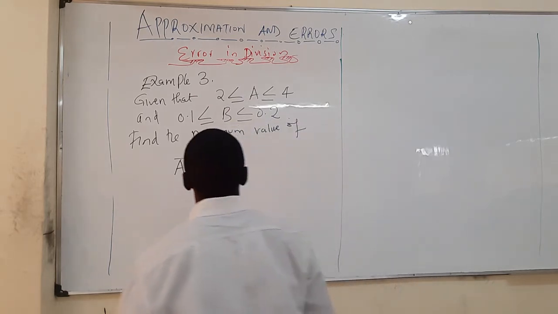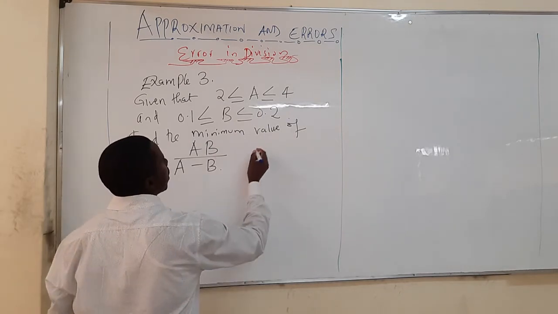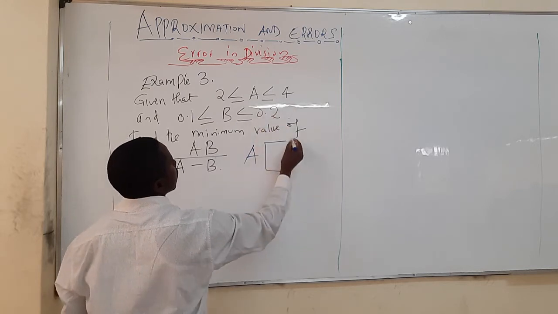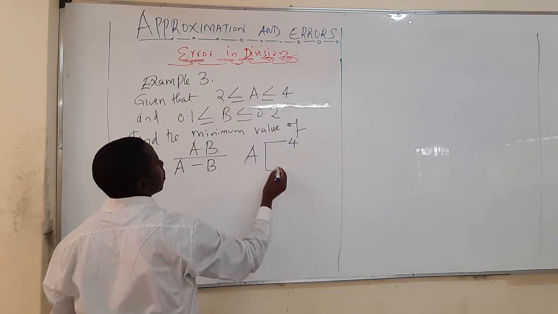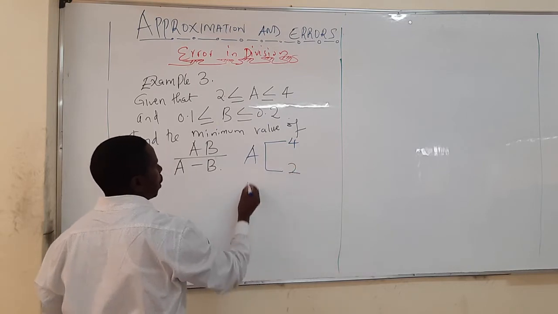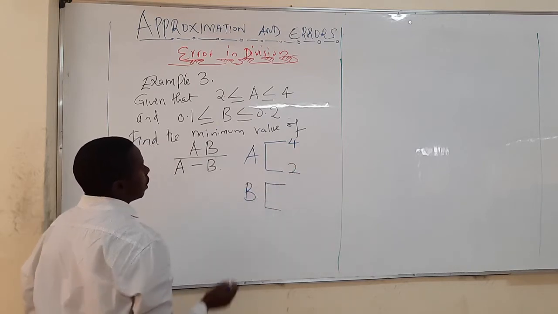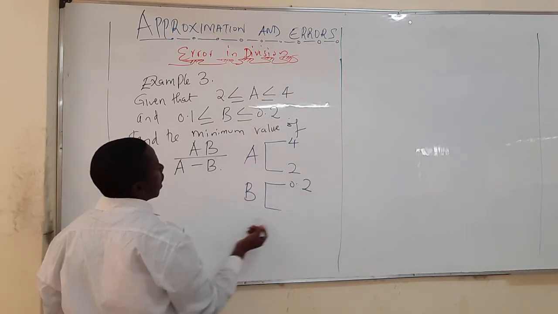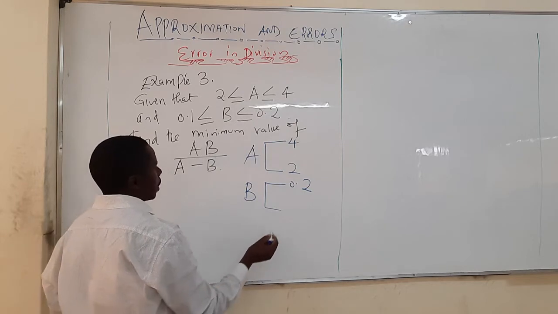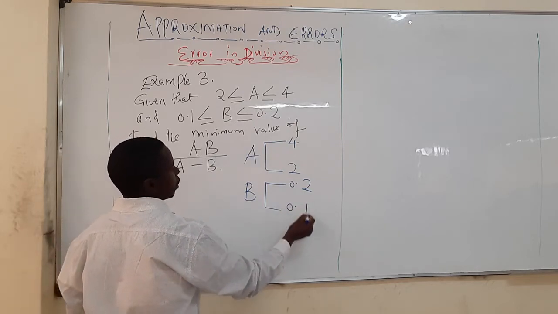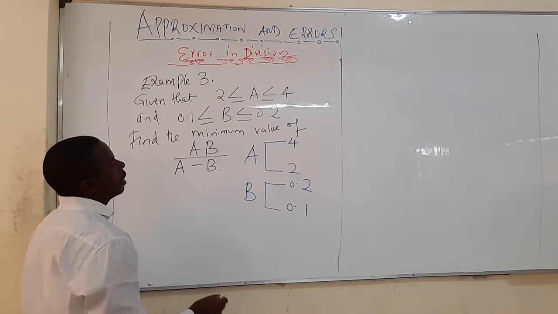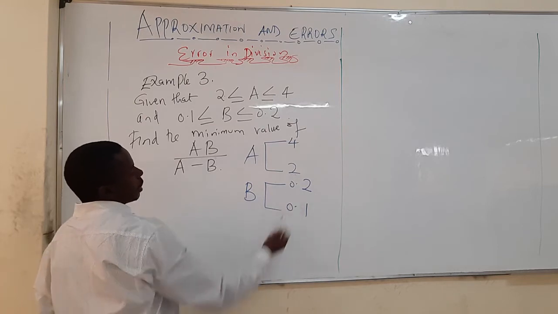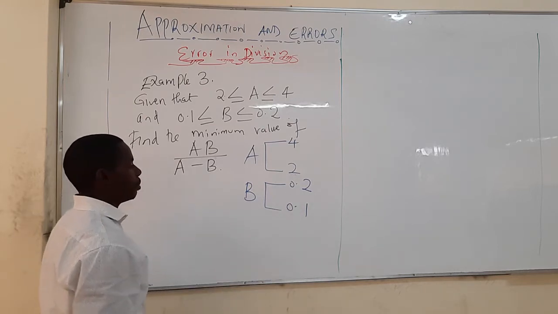So it's a very interesting question here, and we can start by having our A. We're told that the maximum value of A is 4, and the smallest value of A is 2. Then B, the same case: the maximum value of B is 0.2, and the smallest is 0.1. So the upper limit of A is 4, and the lower limit of A is 2. The upper limit of B is 0.2, and the lower limit of the same is 0.1.